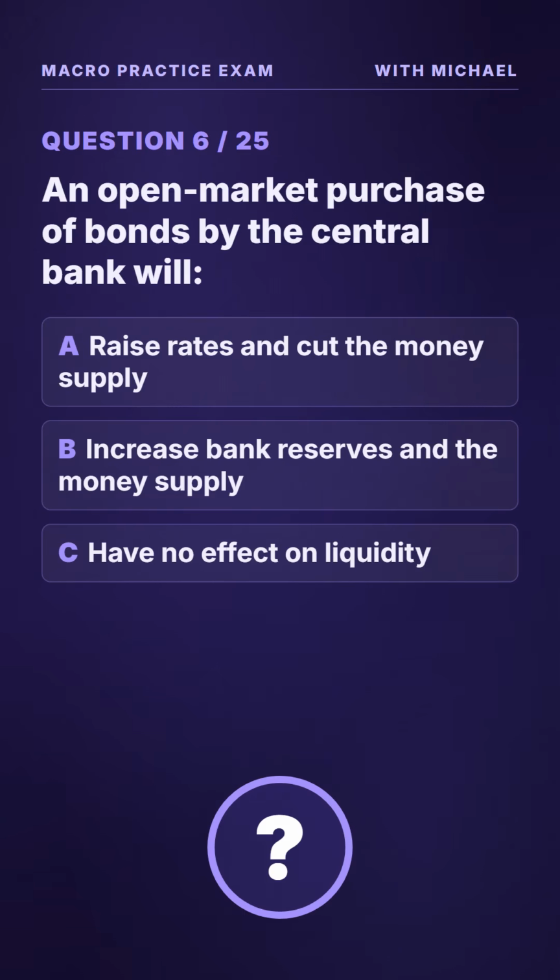Question 6. An open market purchase of bonds by the central bank will A. Raise rates and cut the money supply. B. Increase bank reserves and the money supply. C. Have no effect on liquidity.